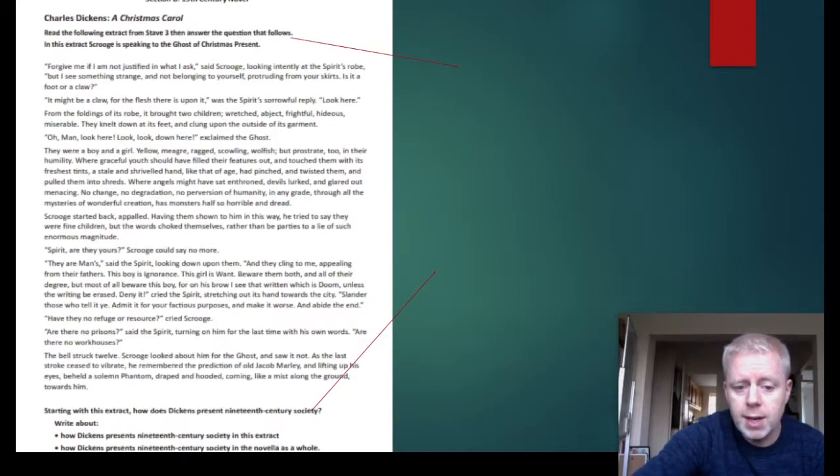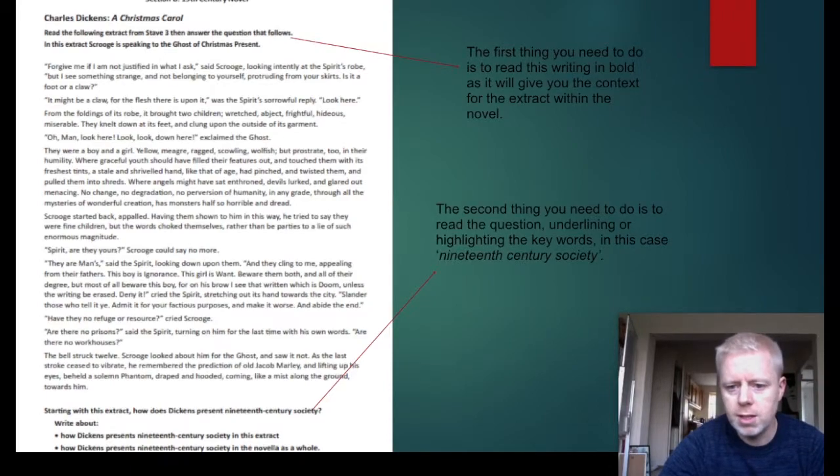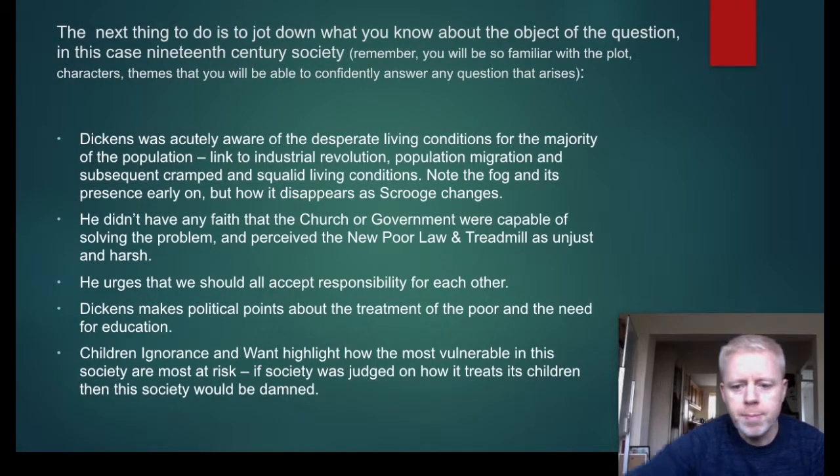Then underneath the extract is the actual question itself. Starting with this extract, how does Dickens present 19th century society? And then you have the two bullet points, which are equally weighted. And I'll explore how you can tackle this question effectively. So this just sums up what I've just said. The focus for the question, 19th century society: everything you write about must reference that in some way, shape or form.